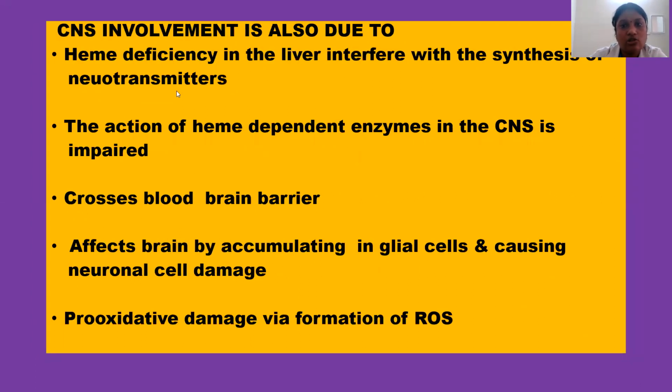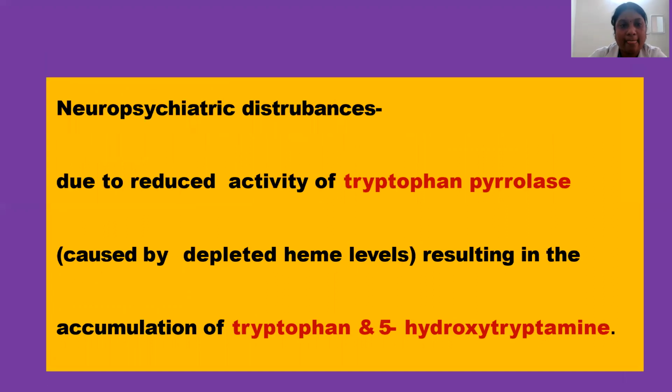CNS involvement is also due to heme deficiency in the liver, which will interfere with synthesis of neurotransmitters. So the actual neurotransmitter which has to do the action in the brain is not synthesized. Rather, ALA, which has a similar structure, will be present inside the brain matter, and its autooxidation will result in generation of reactive oxygen species. Neuropsychiatric disturbances are mainly due to reduced activity of tryptophan pyrrolase, caused by depleted heme levels, which results in accumulation of tryptophan, serotonin, and 5-hydroxytryptophan.